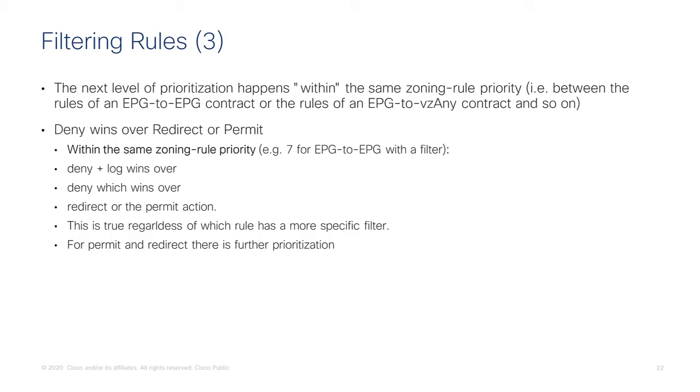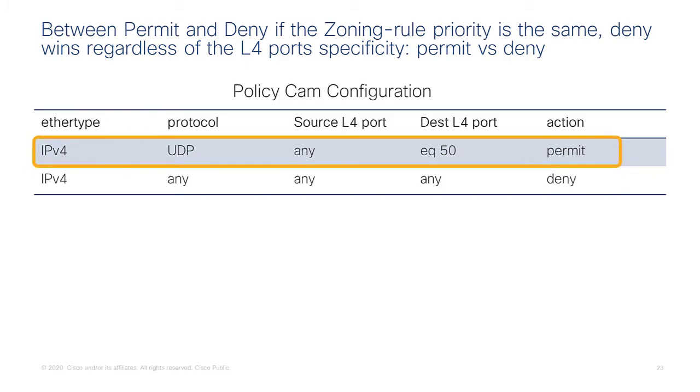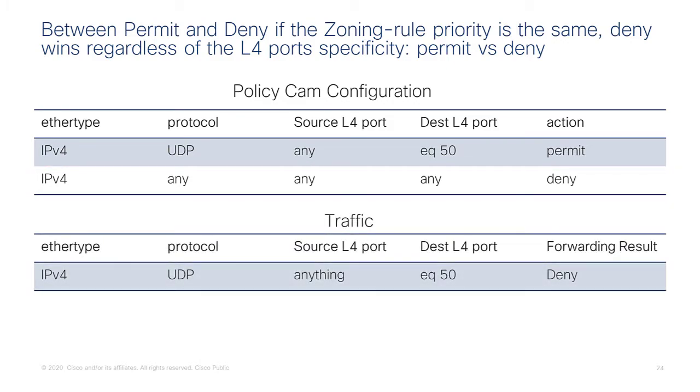Okay, so take an EPG to EPG contract, priority 7. If you have traffic that is matching some rules with deny, some rule with permit, then deny wins. Okay, and this is regardless of which rule has a more specific filter. So let's take an example. Let's say that the policy CAM configuration consists of a rule that says permit traffic of protocol UDP with a destination port 50. Okay, and then you have a deny rule that says deny IPv4 traffic, any protocol, any port, and so on. Now, if you send traffic with destination port 50, the traffic is denied and not permitted.